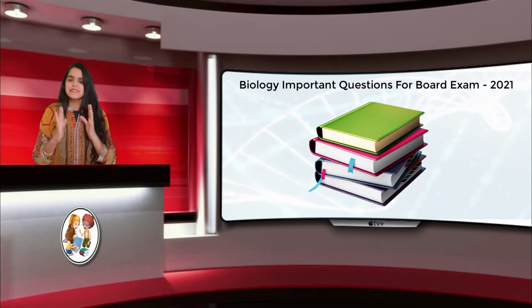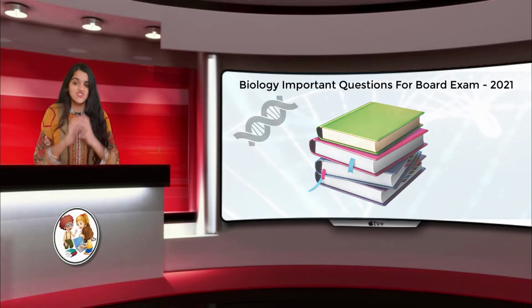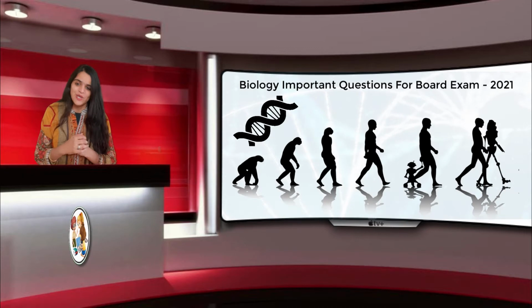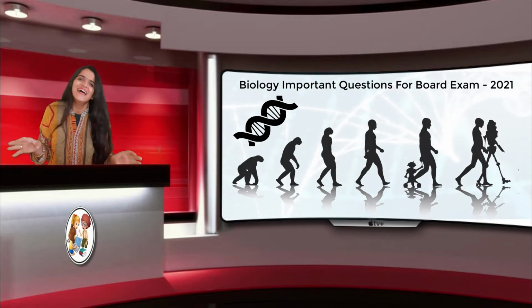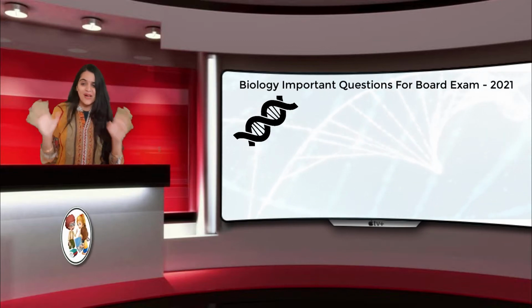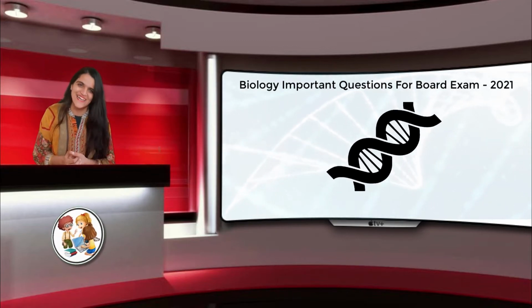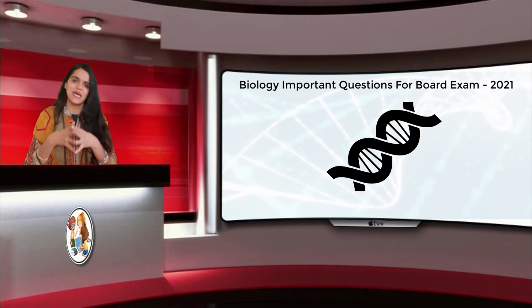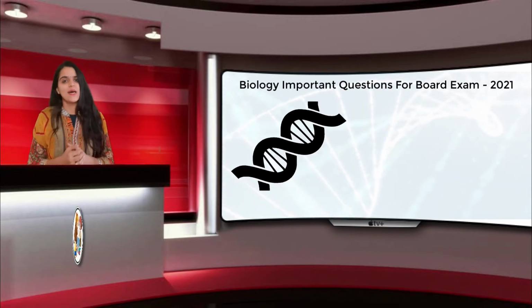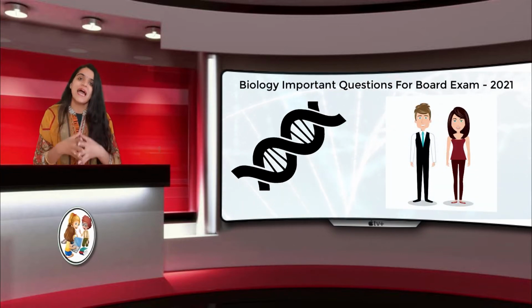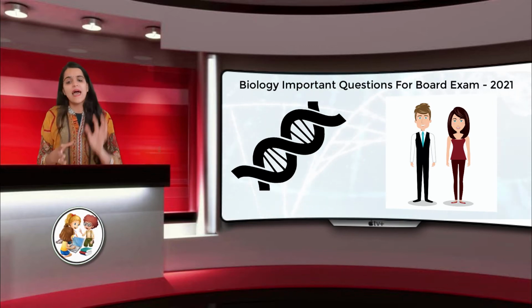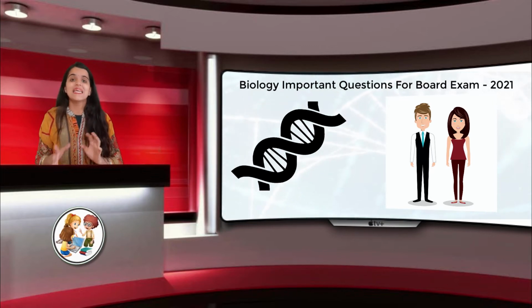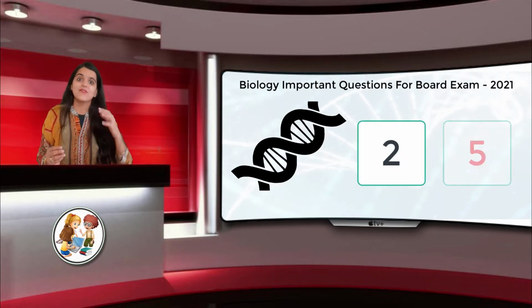Students, in the second unit, the name of the unit is genetics and evolution. But unfortunately, evolution is not in the syllabus right now. It is deleted. So it becomes only genetics. In genetics, we have two chapters, students. The first one is principle of inheritance and variation. In principle of inheritance and variation, we mostly get questions of 2 marks and 5 marks.